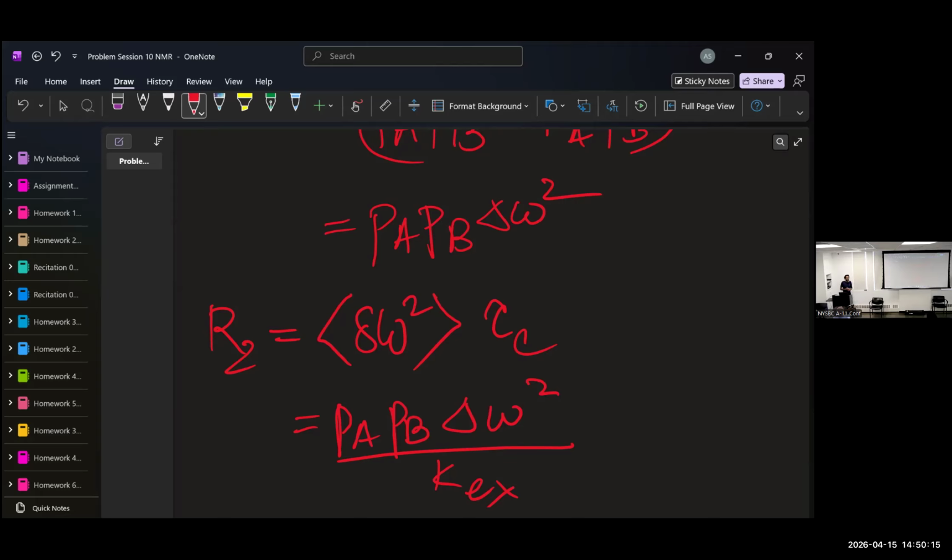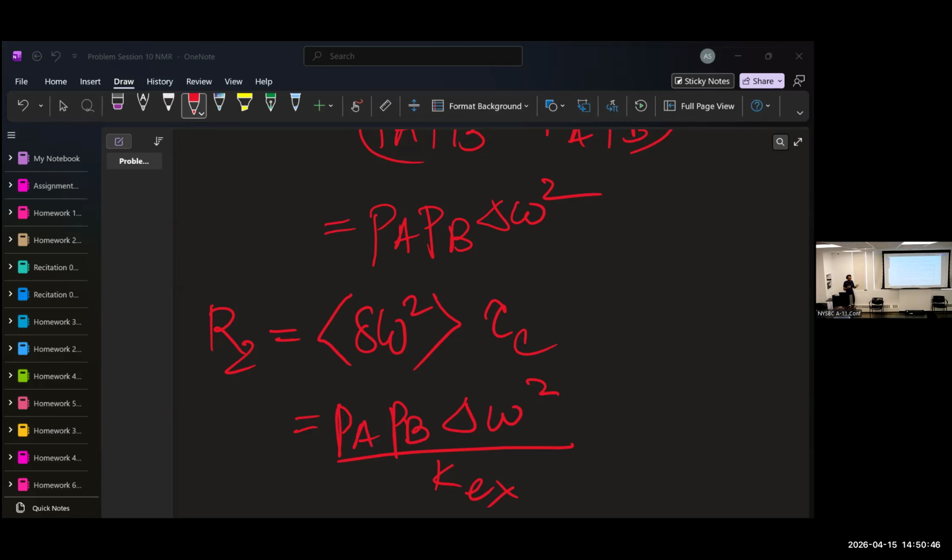This expression is what will dictate whether or not certain exchange phenomena are observable under a given set of conditions. Problem 2, which we won't do right now but is very insightful, says: suppose an exchange rate of 1 per second can be detected experimentally. These are like experimental detection limits. What is the highest R2 that can be measured and what is the lowest exchange R2 that can be measured?